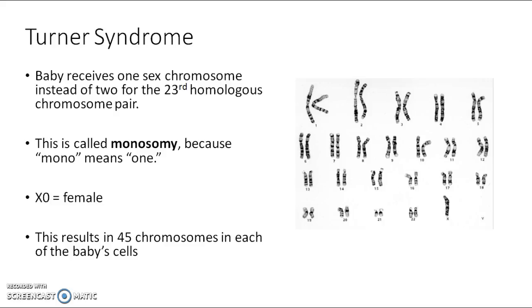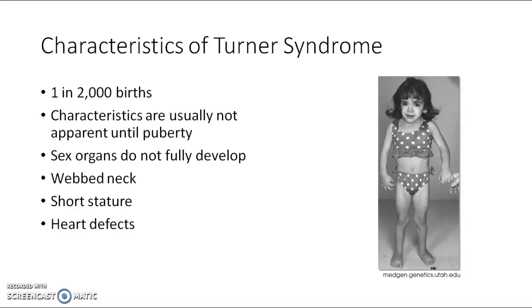Last type of non-disjunction disorder that we're going to explore is called Turner syndrome. This is also non-disjunction in the 23rd chromosome pair, the sex chromosomes, and this is when the baby receives 1 sex chromosome instead of 2. It's called monosomy because mono means 1. So in this karyotype, we have 1 X chromosome and then nothing else. So we often represent this with an X and a 0. The 0 indicates there's no other sex chromosome. So this person would be female because there's no Y chromosome, and she would have 45 chromosomes in each cell instead of 46. This happens in 1 in 2,000 births.